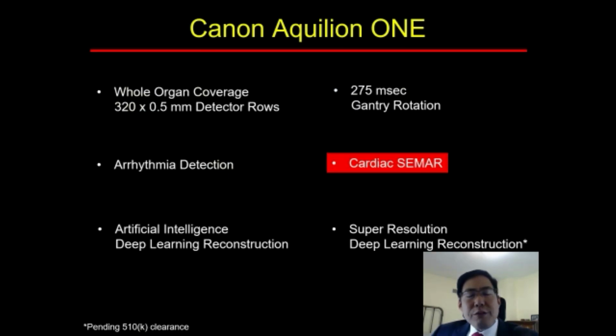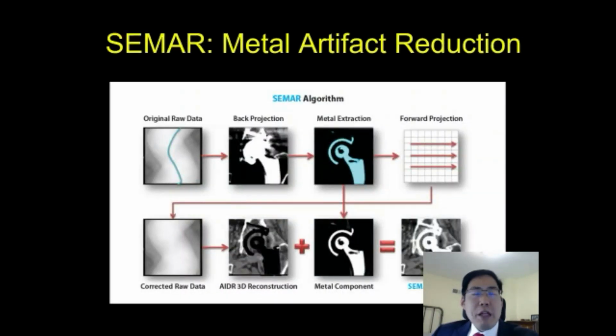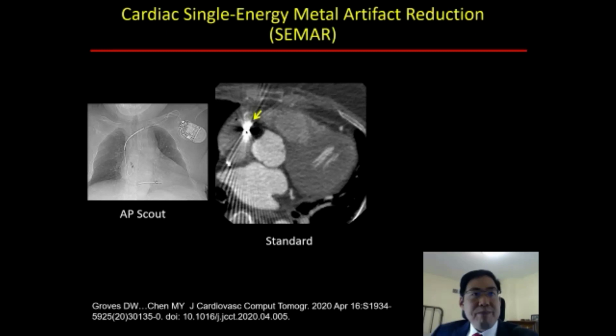So I've worked with Canon Medical to help validate new technologies, and one of them is cardiac CMAR, which is single energy metal artifact reduction. So metal artifact reduction was originally developed to remove beam hardening artifacts from large metal objects such as hip prostheses, but now it's available for cardiac applications for ECG-gated exams.